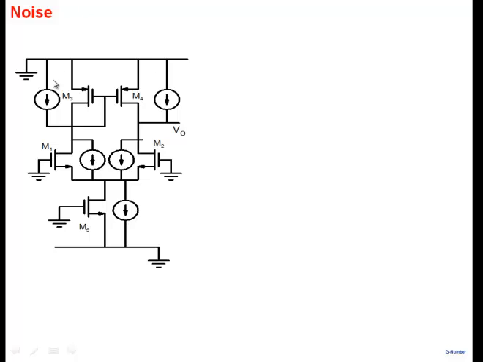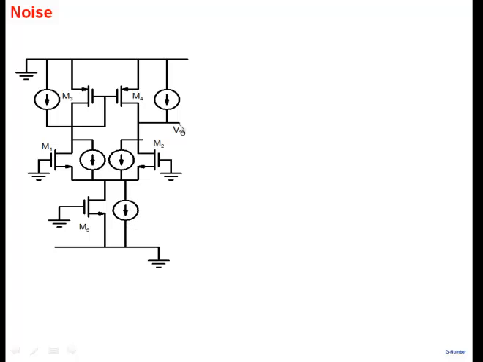Noise. Well, you have 1, 2, 3, 4, 5. All these noise currents are there. Fortunately, there's a lot of symmetry in the circuit. So I need to do the calculation for M1. Same thing holds for M2. Similarly, I need to do the calculation for M3. Same thing holds for M4. And I need to do a calculation for M5. So three currents are three independent calculations I need to do.